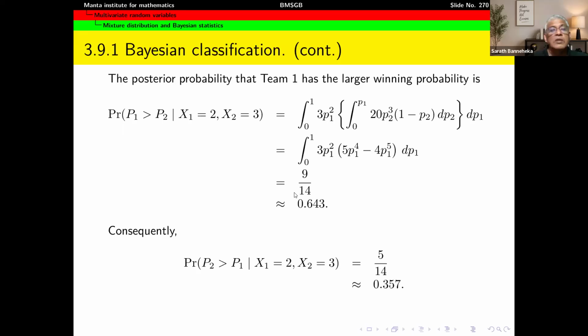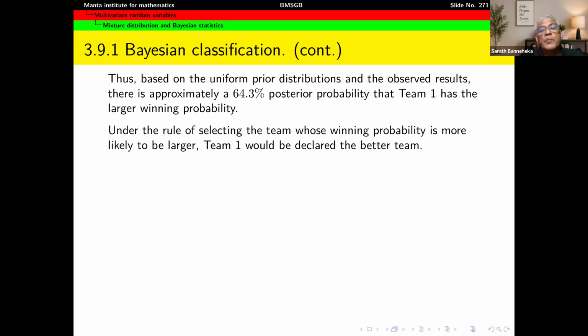Thus, based on the uniform prior distributions and the observed results, there is approximately 64.3% posterior probability that team 1 has the larger winning probability. Under the rule of selecting the team whose winning probability is more likely to be larger, we would claim that team 1 would be the better team, right? Team 1 would be declared the better team. So that is one approach.